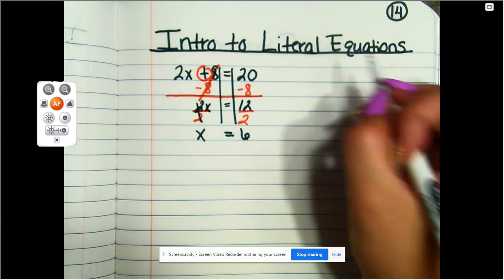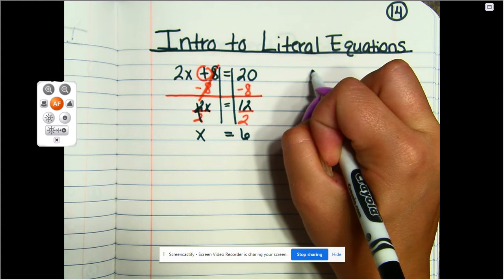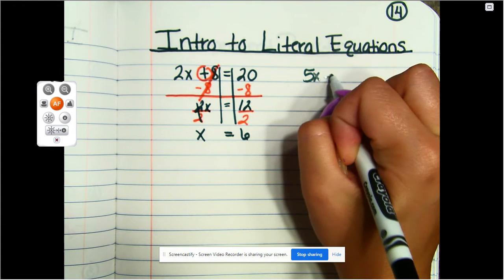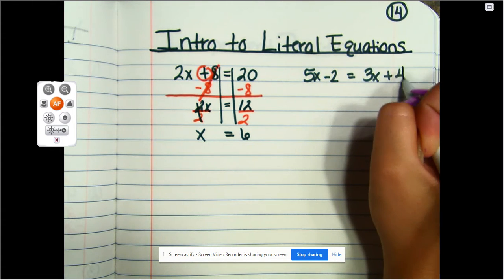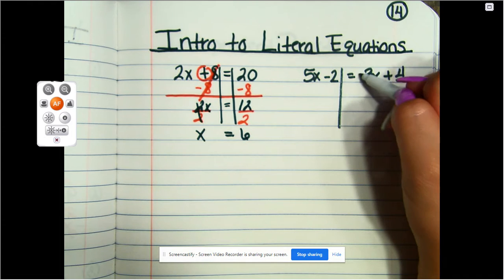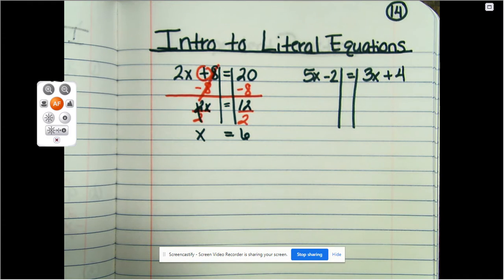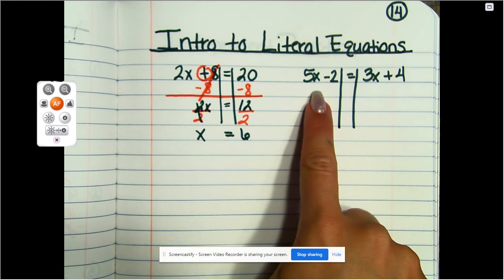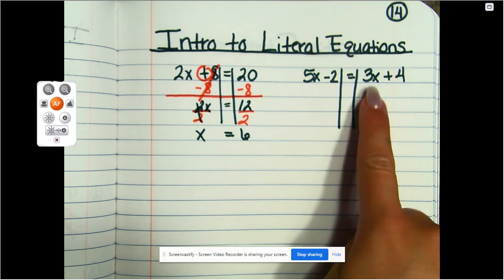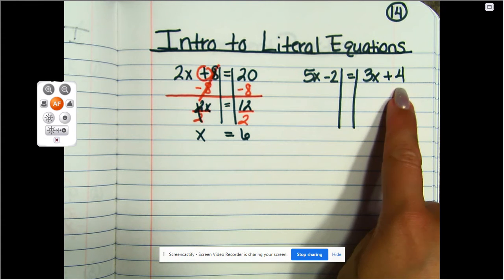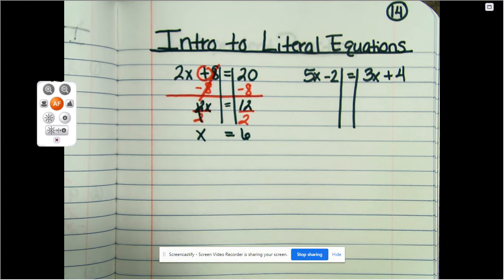The next one that we are going to ease our way into is 5x minus 2 is equal to 3x plus 4. Okay, variables on both sides. No big deal. We solved these before. We got this. Pick a variable and solve it, or pick a constant, which does not have a variable, and move it from one side to the other. I know I have to start moving things from one side to the other because 5x and negative 2 are not like terms. 3x and positive 4 are not like terms. So now we need to start switching sides.